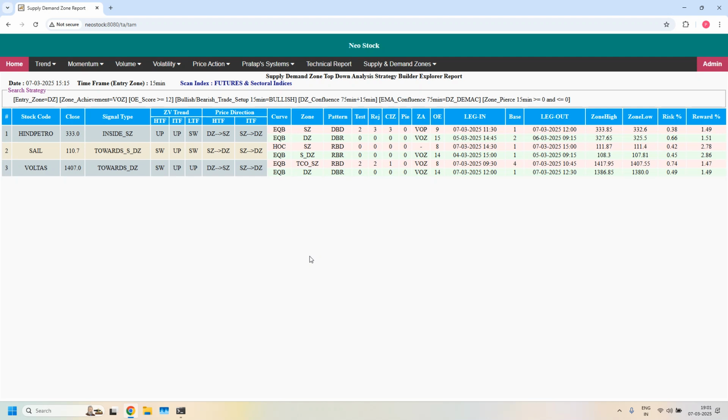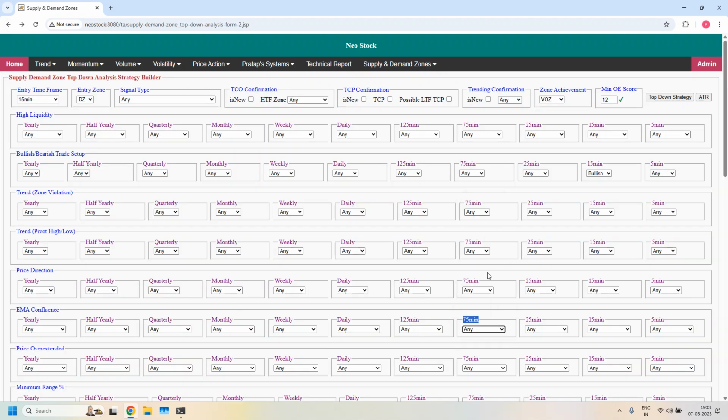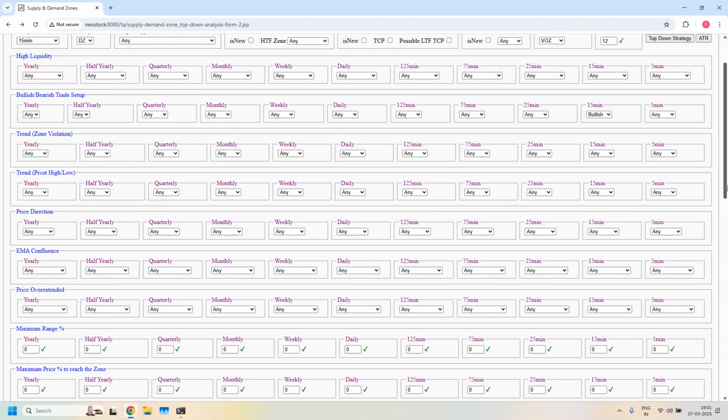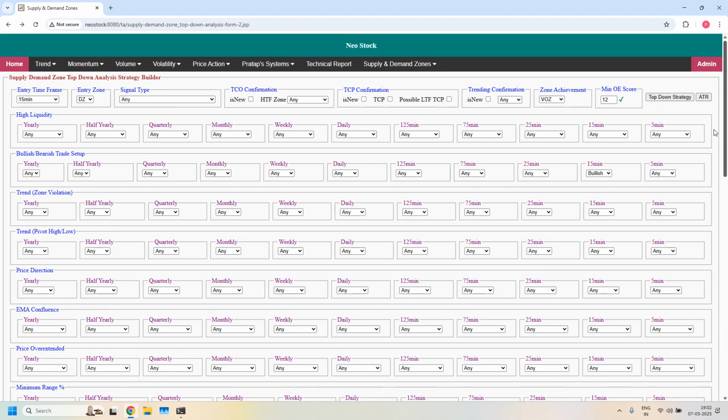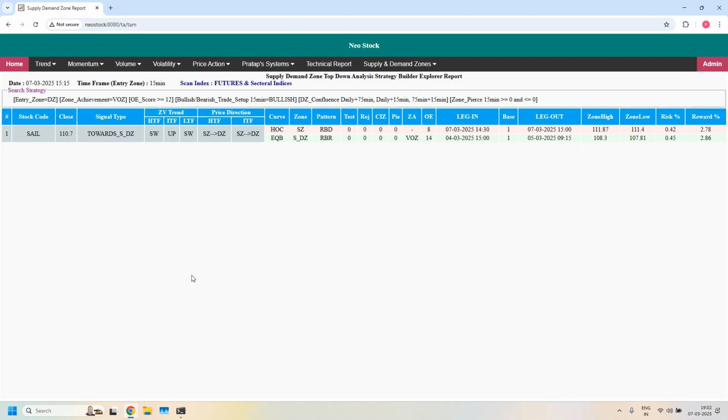Okay, next let us look into LTF, ITF and HTF demand zone confluence. Removing EMA filter, in the demand zone confluence, we should set 3 filters. First filter is already enabled, 15 minutes with 75 minutes demand zone confluence. Second filter, 15 minutes demand zone with daily demand zone confluence. Third filter, 75 minutes demand zone with daily demand zone confluence. With all the 3 filters enabled, we got 1 stock.